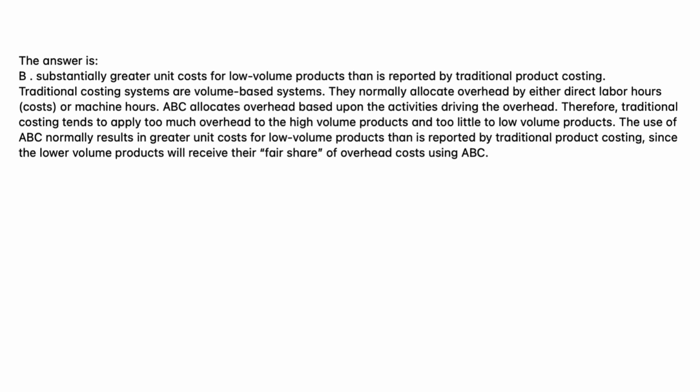Traditional costing systems are volume-based systems. They normally allocate overhead by either direct labor hours, costs, or machine hours. ABC allocates overhead based upon the activities driving the overhead. Therefore, traditional costing tends to apply too much overhead to the high-volume products and too little to low-volume products. The use of ABC normally results in greater unit costs for low-volume products than is reported by traditional product costing, since the lower-volume products will receive their fair share of overhead costs using ABC.